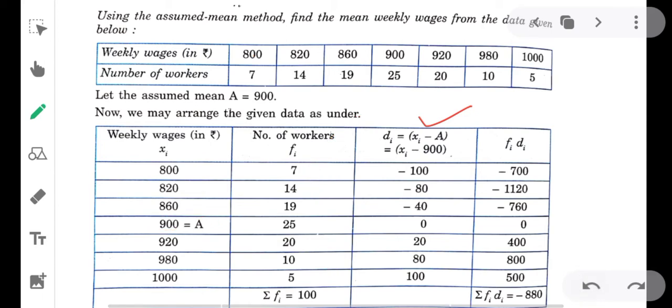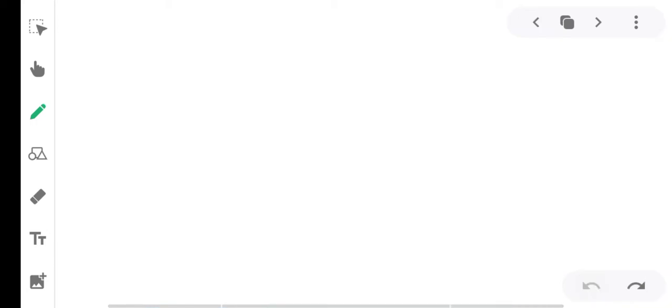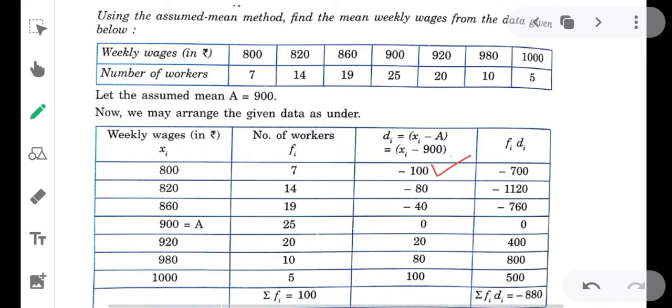Then in the third column, write down the value of di. The deviation is xi minus a, where a is 900. For each observation you have to find the deviation. For the first observation, xi is 800, so 800 minus 900 equals minus 100. Clear?